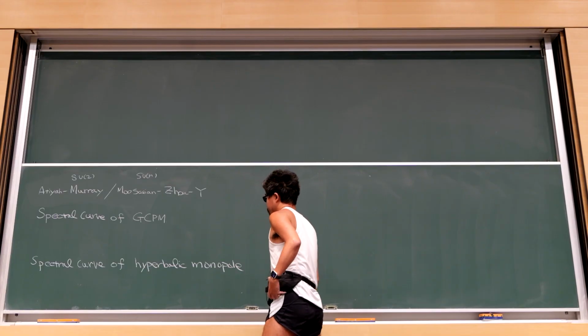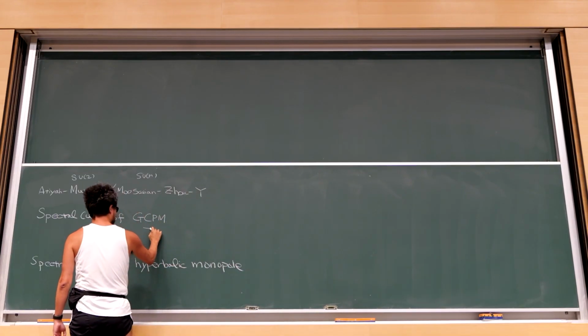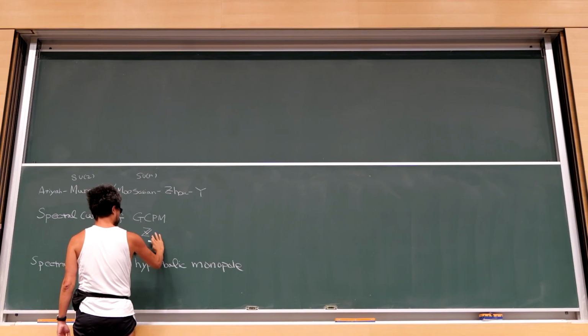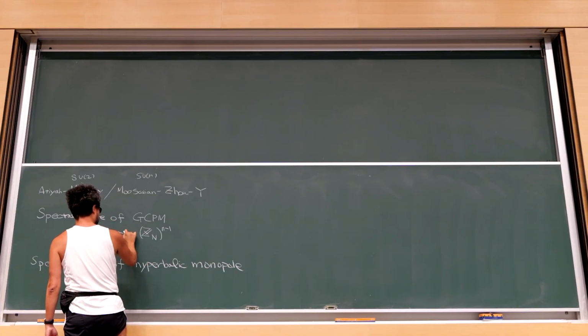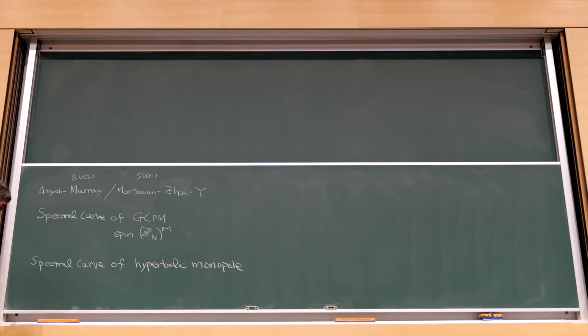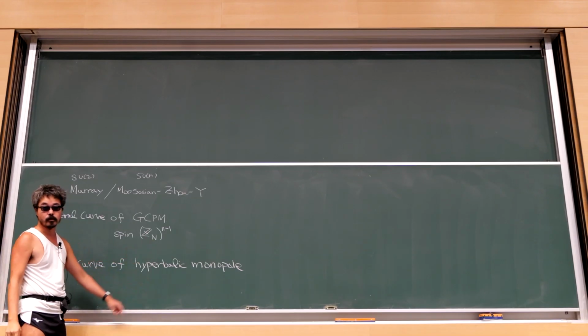And so the generalized chiral Potts model is a statistical mechanical model with the spin taking values in Z_N, with n minus 1 components. So again, we have this capital N and small n, just to remind you.